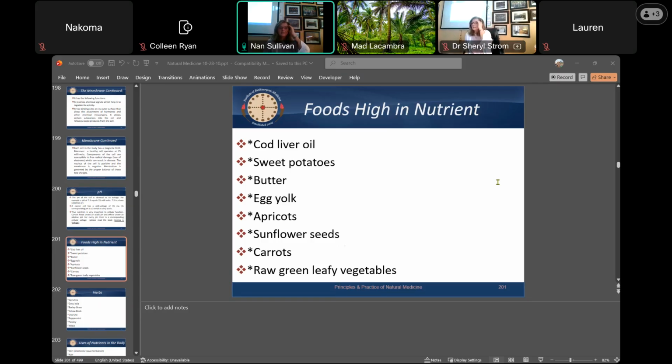Foods high in this nutrient: cod liver oil. My mom used to give us cod liver oil all the time as we were kids, and they never do that today. But we always had good bowel movements, high vitamin D levels, and we were never sick. Sweet potatoes, butter. I'm not sure where we're going with this, and I looked this over, but this is why I gave you the handout to help you.